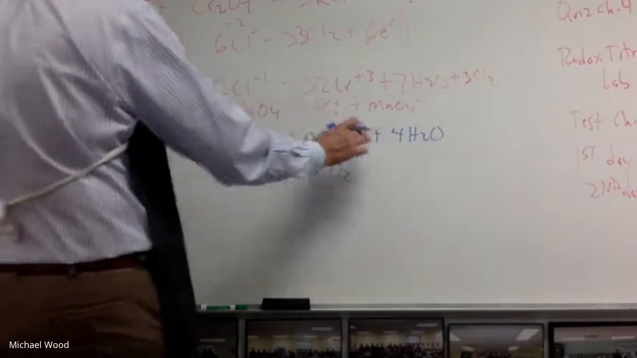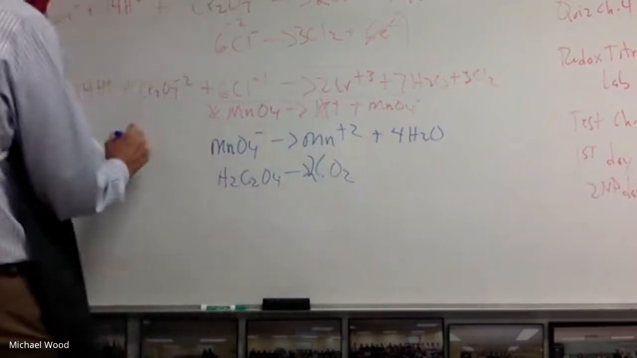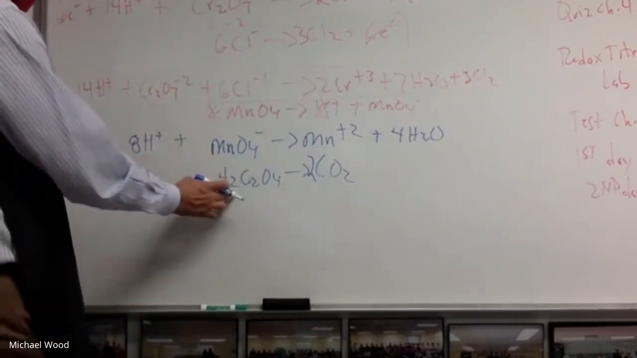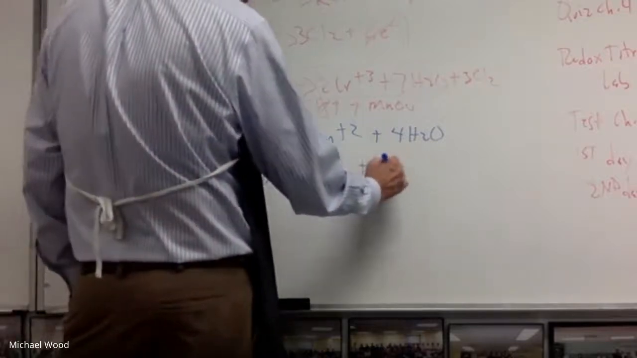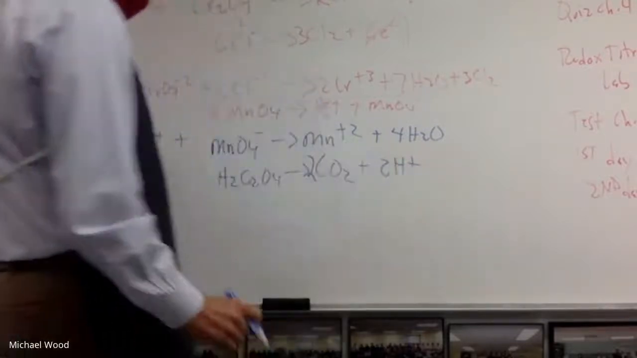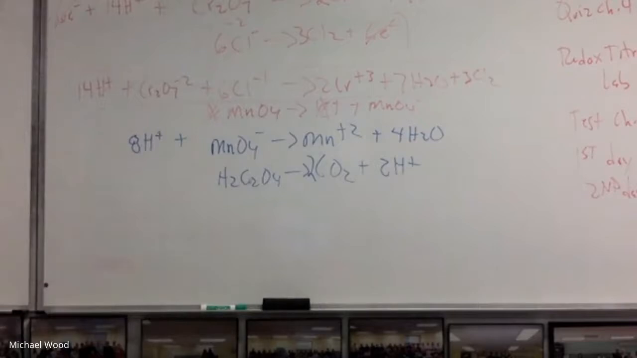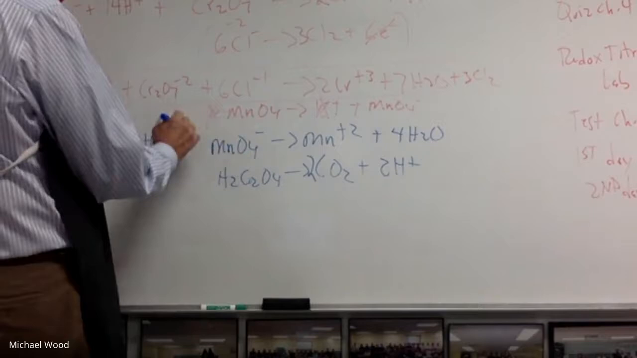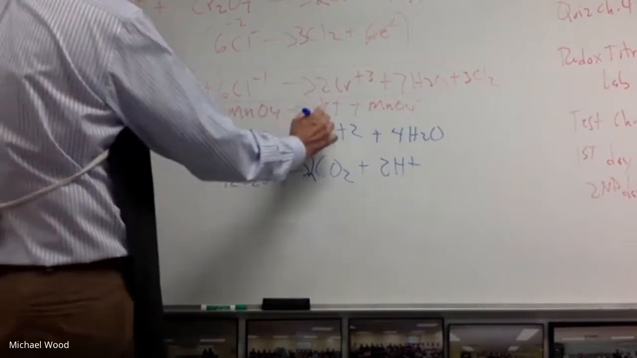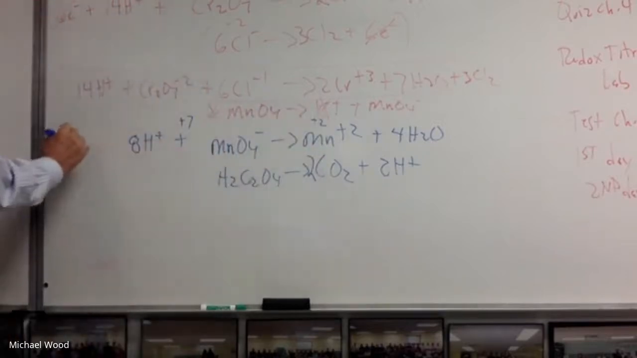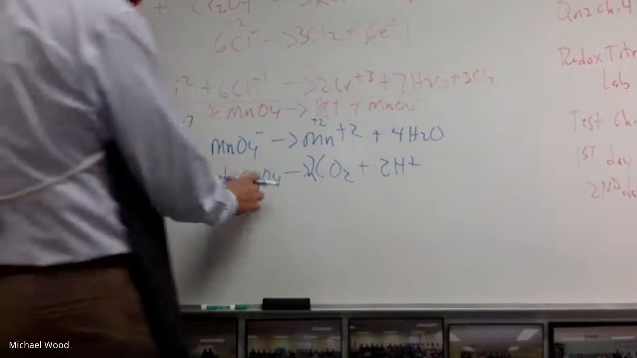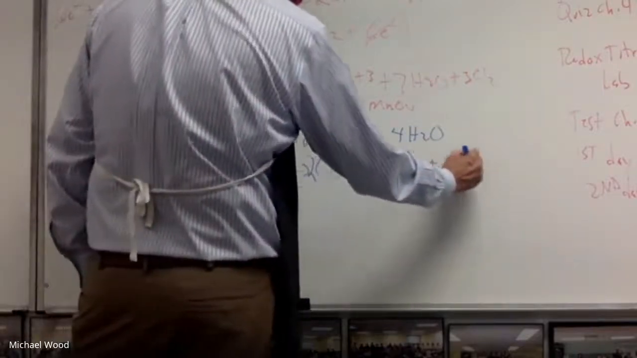Okay, now the hydrogens. So 4 times 2 is 8. So I have 8 H pluses here. And here I have 2 H's, so 2 H pluses there. Okay, now the charge, and this is where I always screw up. So 8 positives and 1 negative, so positive 7, and a positive 2. So that would mean I want 5 electrons on this side. And here, 0 and positive 2, so I have 2 electrons.